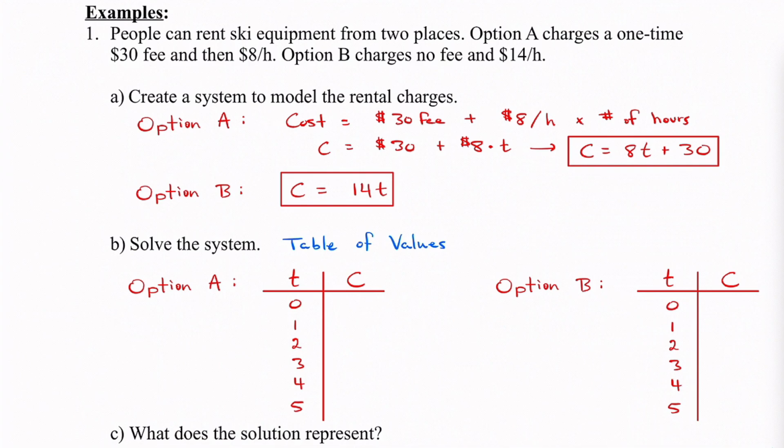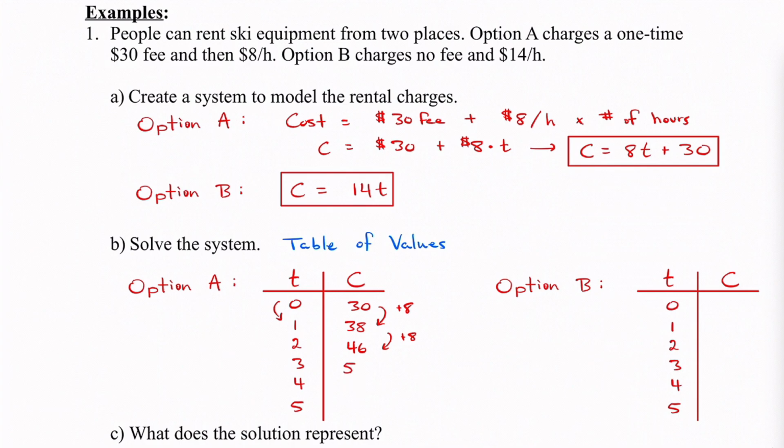Starting with option A, we knew that it was going to be a $30 fee right off the start, and then adding on $8 per hour. So if I had 0 hours, it's only going to cost me $30 right off the bat. As soon as I use it for an hour, I'm going to have $8 added on, so it's now going to be 38. To get from that one to that one, all I did was add 8. If I used it for another hour, I would have to add another 8, so this gets me to 46, and then I'll just keep adding 8.